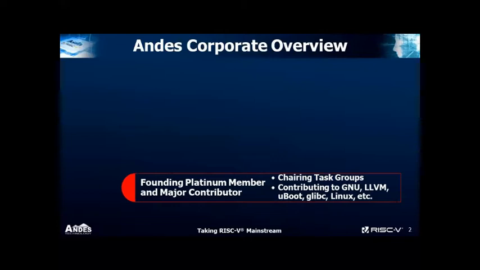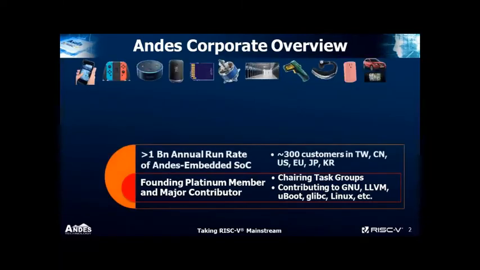Andes is the founding platinum member of RISC-V Foundation and also a major contributor to RISC-V. We are the chair for several task groups and contribute to a major area of the RISC-V ecosystem. We have a more than 1 billion annual run rate and over 1.5 billion last year. And we also have about 300 customers around the world.